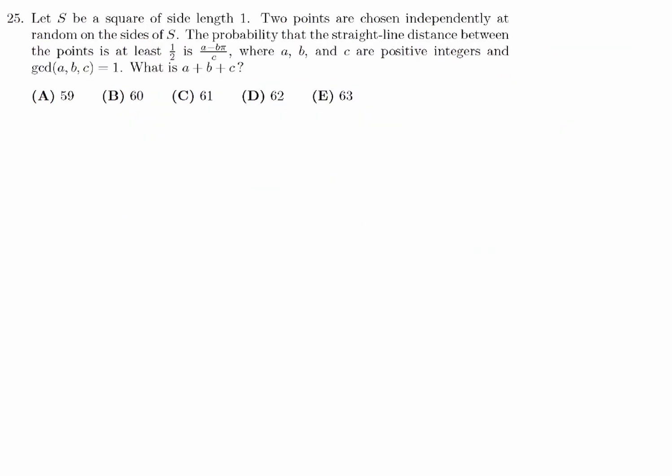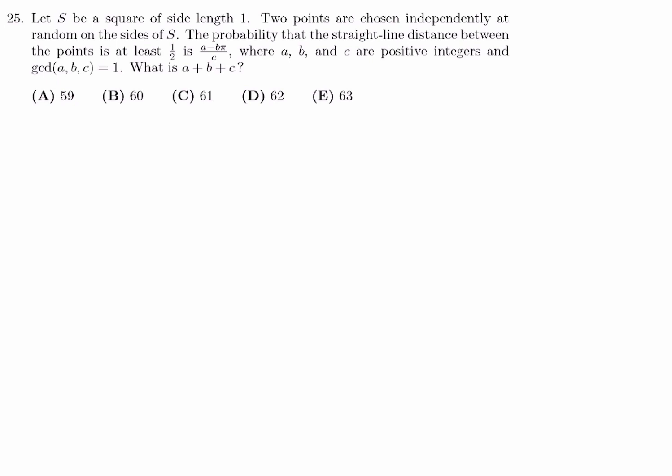Let S be a square of side length 1. 2 points are chosen independently at random on the sides of S. The probability that the straight line distance between the points is at least 1/2 is a minus b pi over c, where a, b, and c are positive integers, and the greatest common divisor of a, b, and c is equal to 1. What is a plus b plus c?